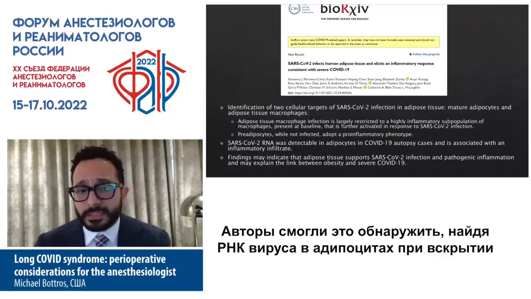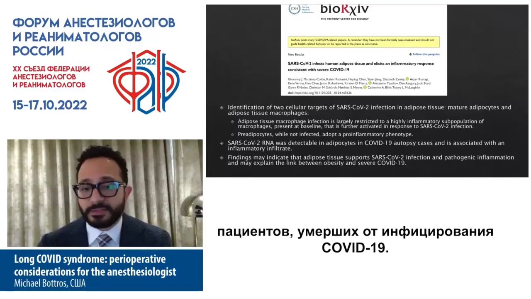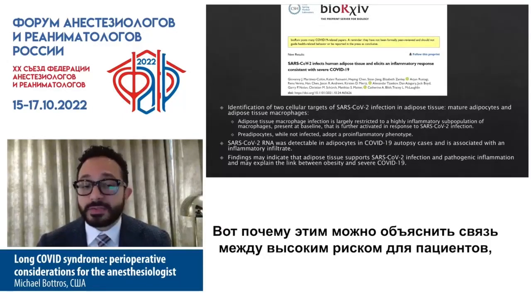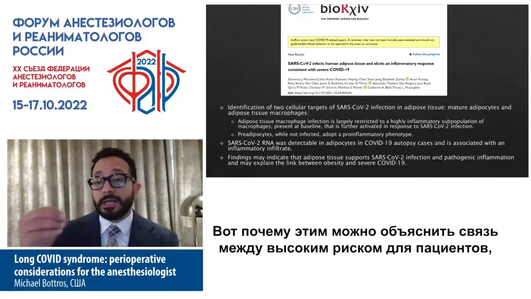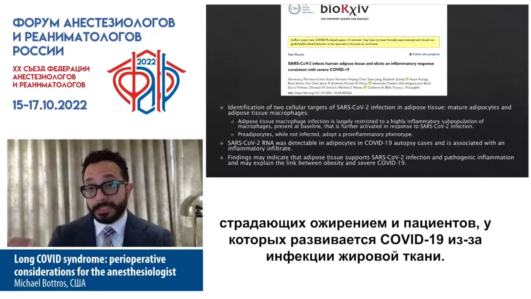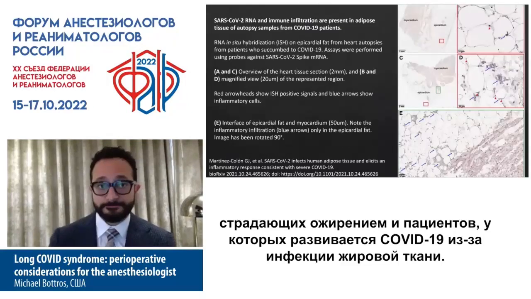And they were able to find this by finding RNA of the virus in adipocytes in autopsy cases of patients infected with COVID-19. And so that may explain the link between the high risk of patients who are obese and the patients who develop COVID-19, due to this adipose tissue infection.